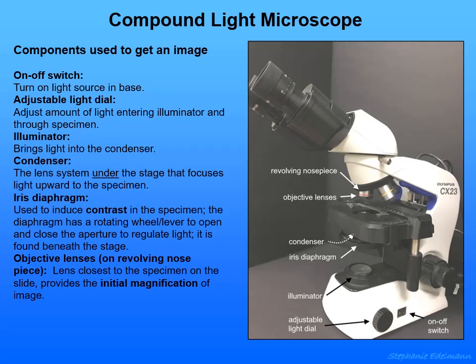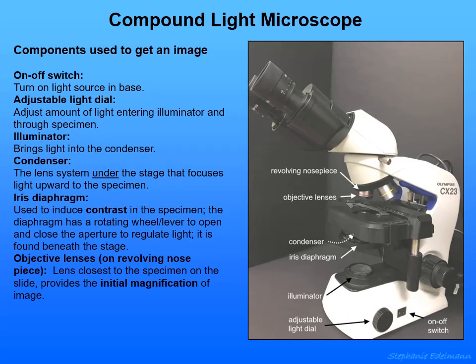When you want to use a microscope, the first thing you want to do is to turn it on. There's usually an on-off switch on the base that you can turn on. It turns on the light source in the base. The next thing you want to adjust is the amount of light entering the illuminator and through the specimen. You use the adjustable light dial for that. The illuminator brings light into the condenser. The condenser is a lens system under the stage that focuses the light upward to the specimen. Usually you don't have to muck much with the condenser.